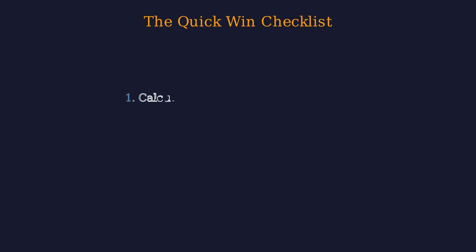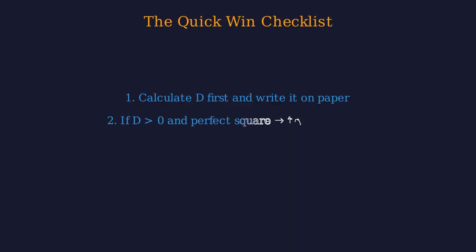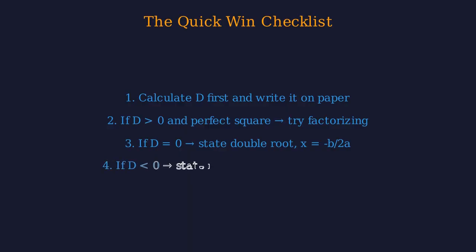The quick win. A checklist you can run through in every quadratic question. 1. Calculate D first and write it on the paper. 2. If D is greater than 0 and D is a perfect square, try factorizing immediately. 3. If D equals 0, state one real double root and give x equals minus b over 2a. Sketch the vertex touching the x-axis. 4. If D is less than 0, state no real roots and sketch a parabola not meeting the x-axis. Final step, always substitute one root back into the original equation as a 10-second check to catch careless errors.